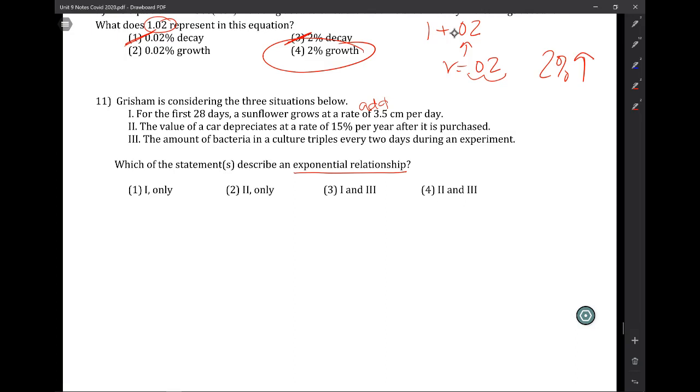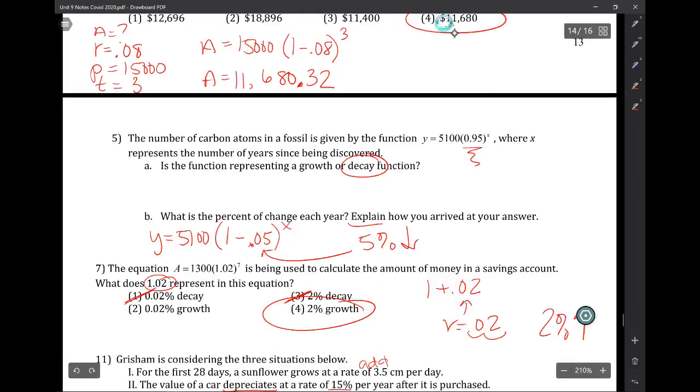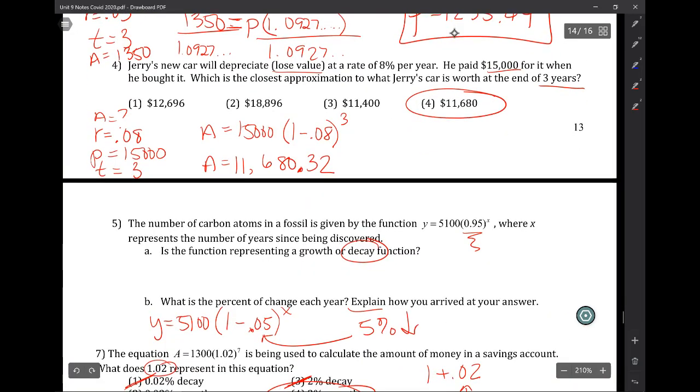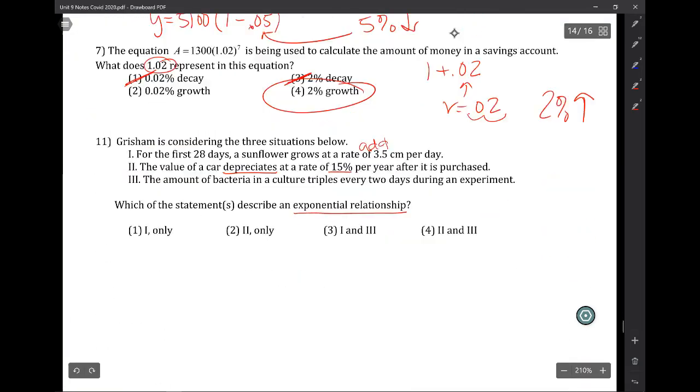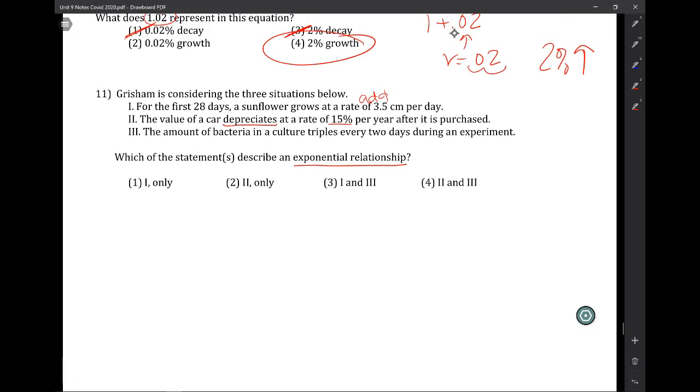Option 2, the value of a car depreciates at a rate of 15%. That sounds exactly like number 4 here. That sounds exactly like that example. So that one sounds pretty good to represent an exponential relationship. That would just be a decay. Number 3, the amount of bacteria in a culture triples every 2 days. That means it is being multiplied by 3. And we learned a few days ago that if something is being multiplied by the same amount over and over and over again, that is an exponential.